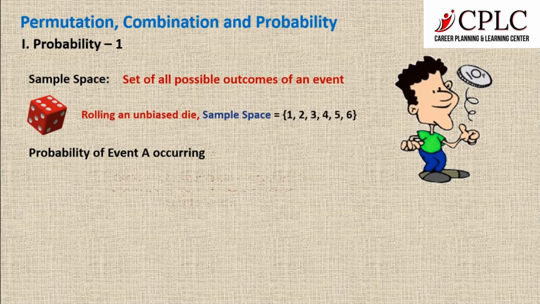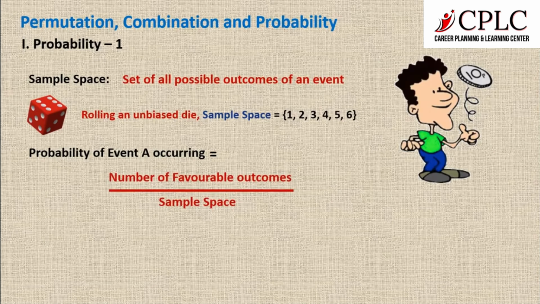So probability of an event occurring can be defined as the number of favorable outcomes divided by the sample space. So sample space is all possible outcomes. You need to divide with that, and favorable outcomes is what you will need to figure out from the question.